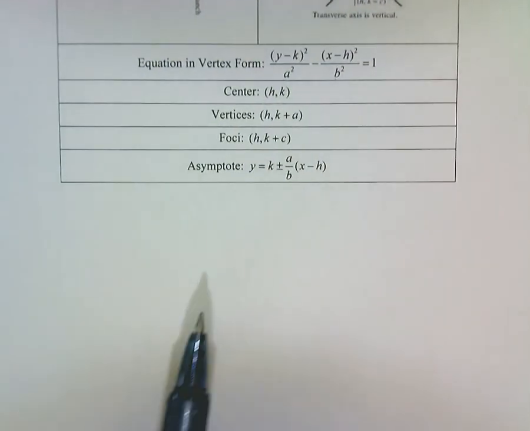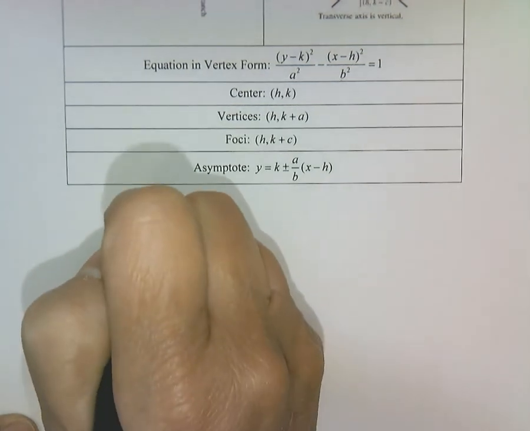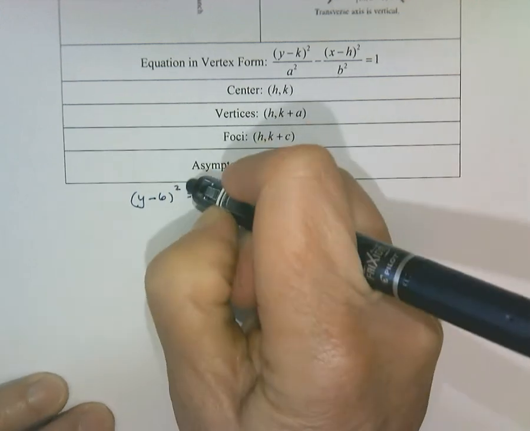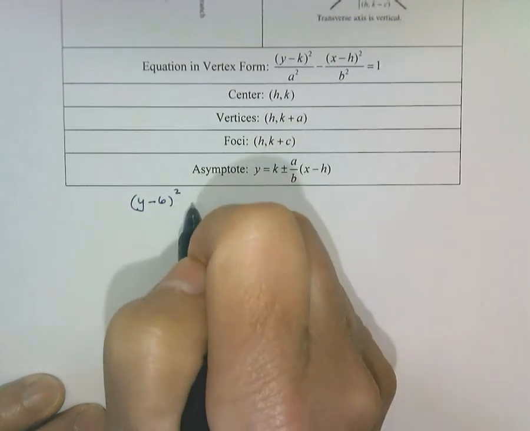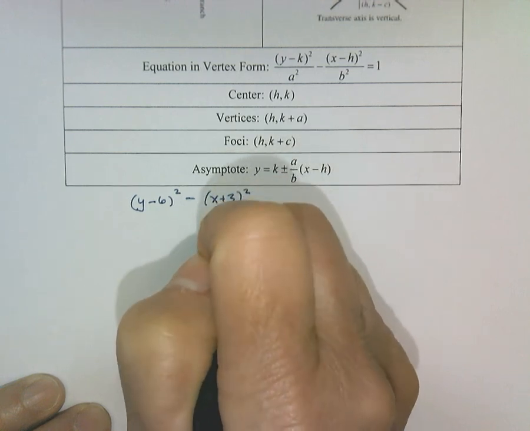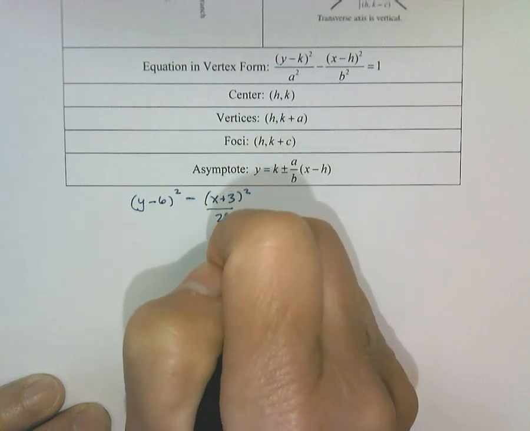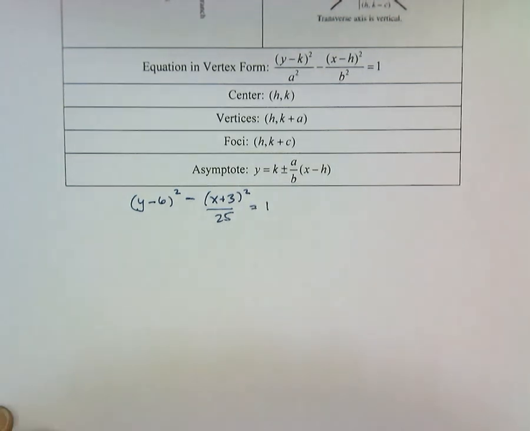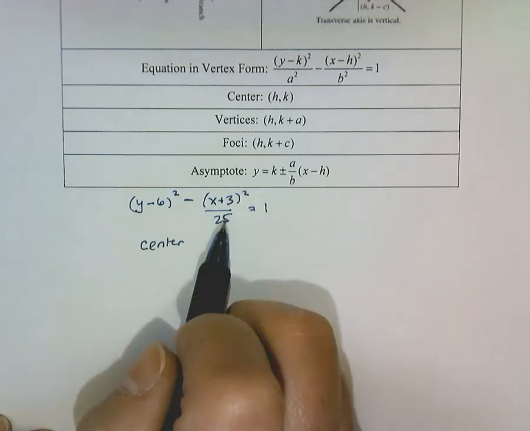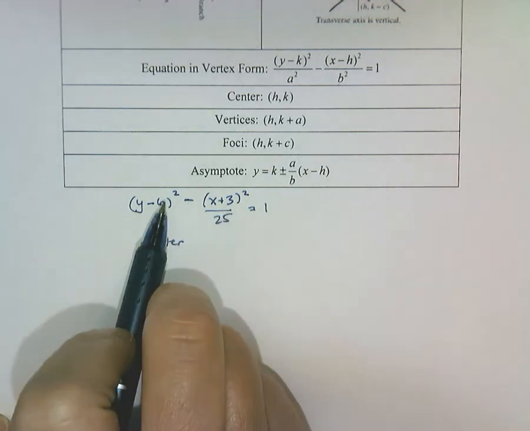So my example I have is y minus 6 squared minus x plus 3 squared over 25 equals 1. So just be careful when you're doing this kind. My center is going to be the point -3, 6.